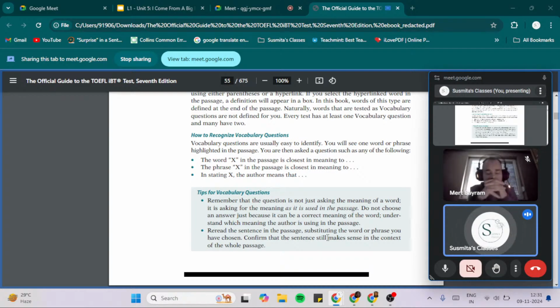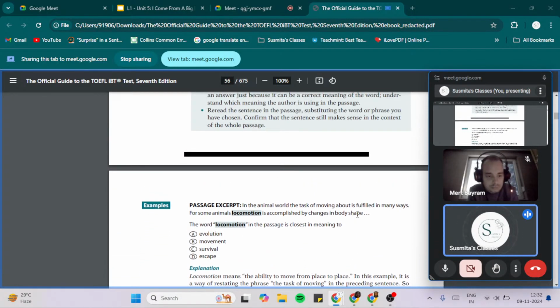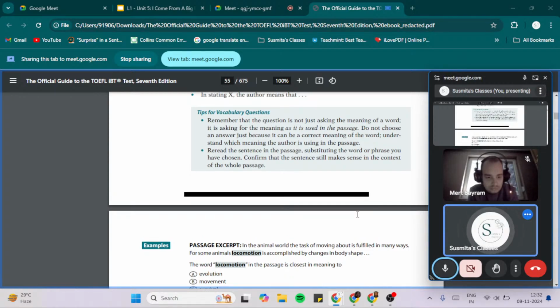Mostly the words are highlighted, so you know where to find the word and which sentence you have to read. Now when you select the option, the best way would be to try replacing the word in the sentence with the option that you are selecting when you read it. That is how you can make sure that you have selected the correct option. Now here in the example, the word locomotion is being used.